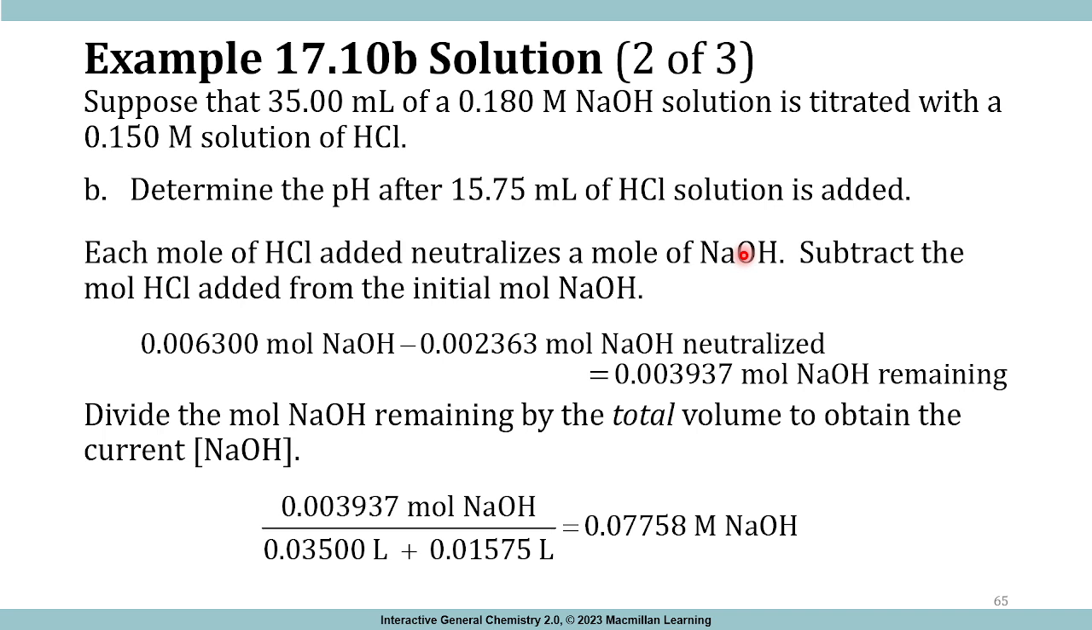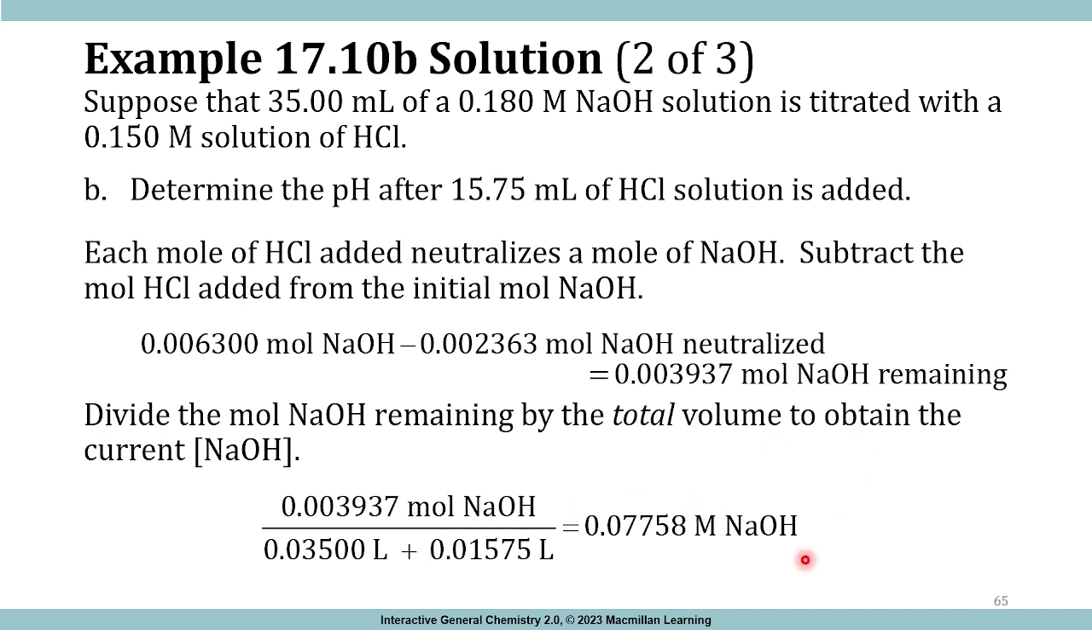Okay. So we take the difference in those moles. That's going to give us the moles of NaOH that remains. We need to then get that into a concentration because we want pH at the end of this. So we're going to take those moles of NaOH and divide them by the total volume. So the total volume is the 35 milliliters plus the 15.75 milliliters divided by 1,000, right?